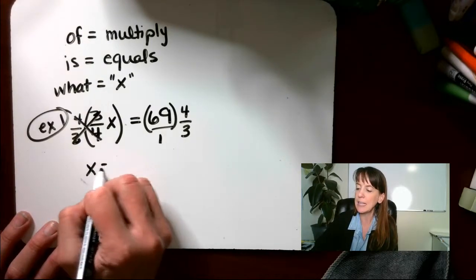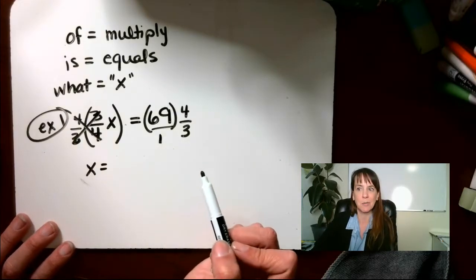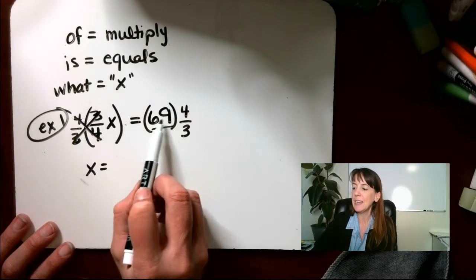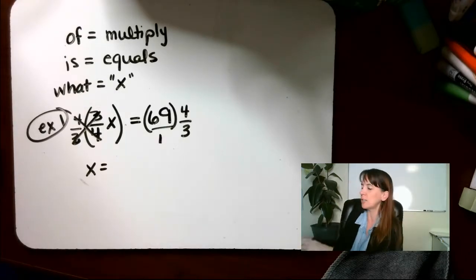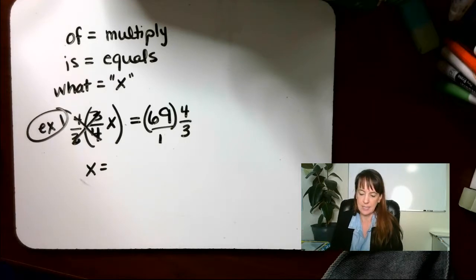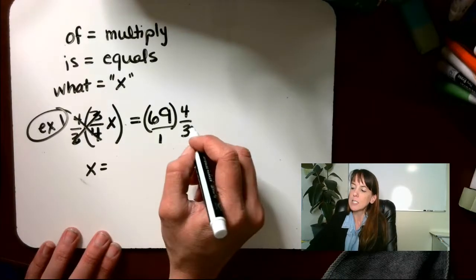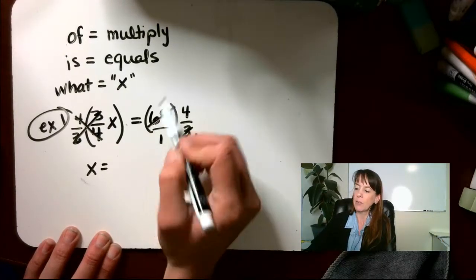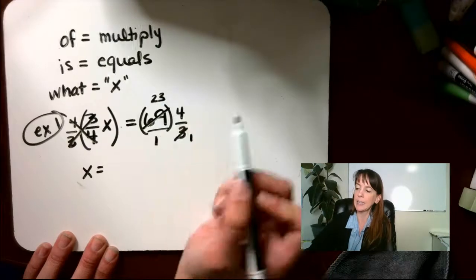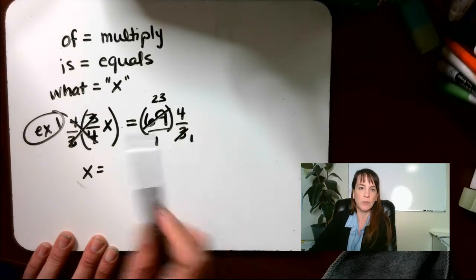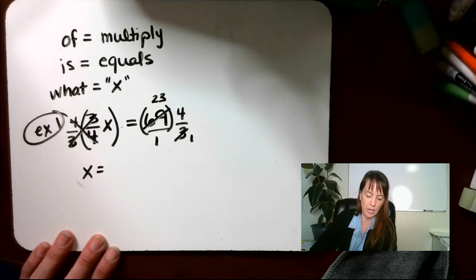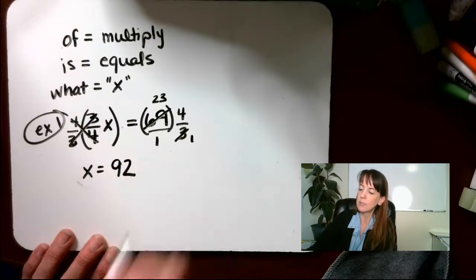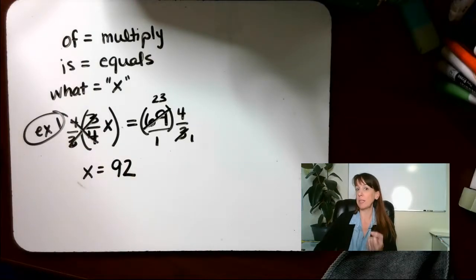So then we have X equals, now let's do some cross canceling before we do anything else. 3 goes into 15, so 3 is also gonna go into 69. So let's look at our calculator. 69 divided by 3 is 23. So if I cancel this out and get 1, over here I'm gonna be left with 23. So now downstairs I just have 1, so I don't need to worry about that. 23 times 4, and we end up with 92. So that was the first way that we can solve these.